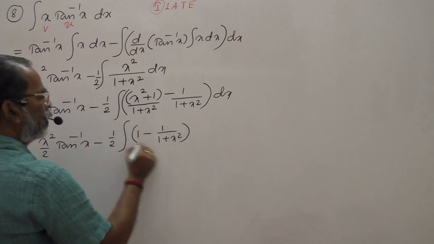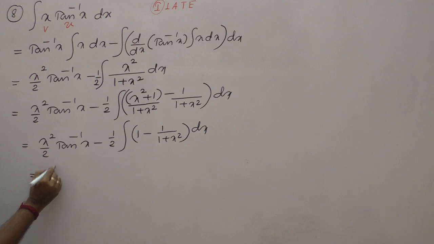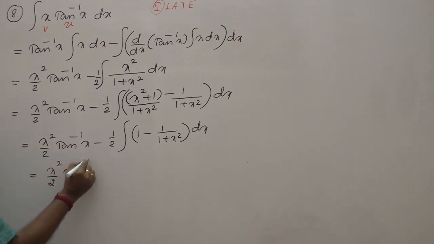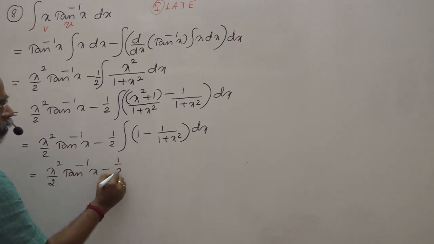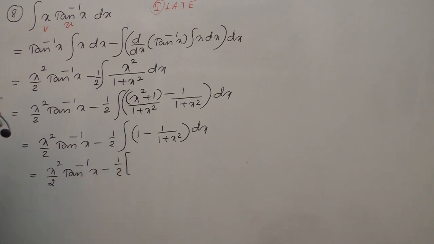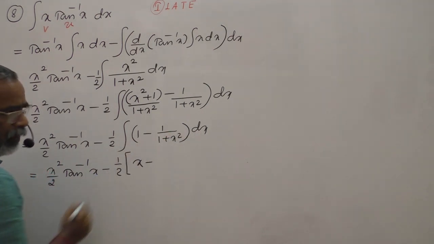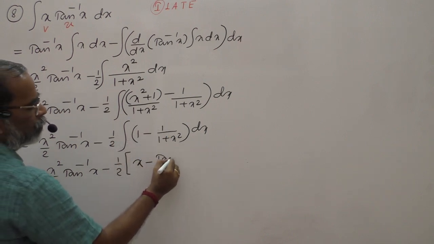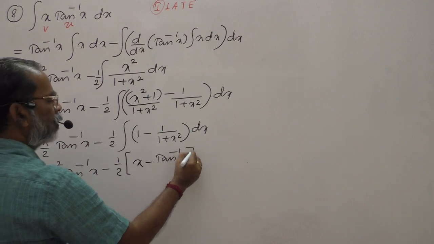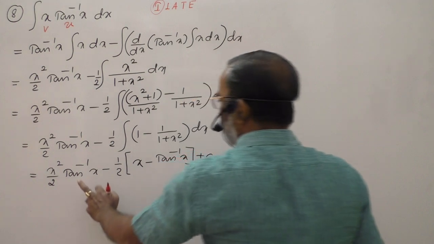Now both are standard integrands. They have integrals directly. x square by 2, and this is tan inverse of x, minus 1 by 2 into, what is the integral of 1 with respect to x? It is x minus the integral of 1 by 1 plus x square, which is tan inverse of x. That's all. Plus c. The answer can be simplified like this.